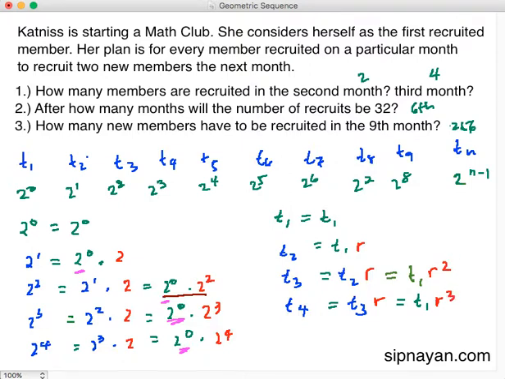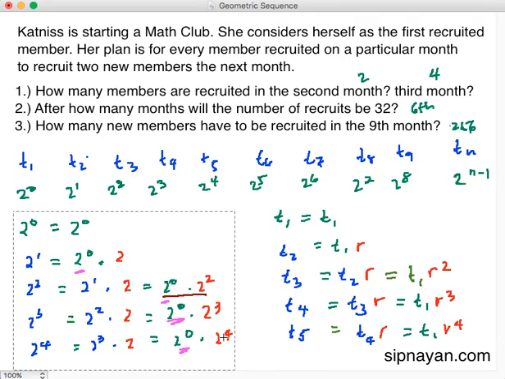So, I think this will be easier. T sub 5, mas madali natin makuha yung pattern, no? 2, 3, 4 na to, tapos r, which is equal to t sub 1 times, tataas ng isa yung exponent. We have r to the 4th, no? Okay, so, tignan natin. Siyempre, ang gusto natin kunin yung t sub n.